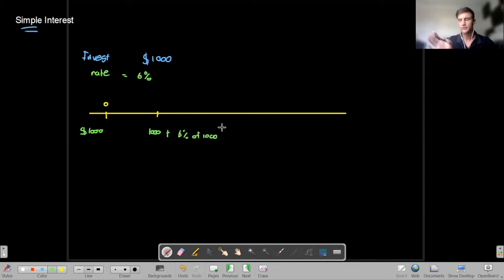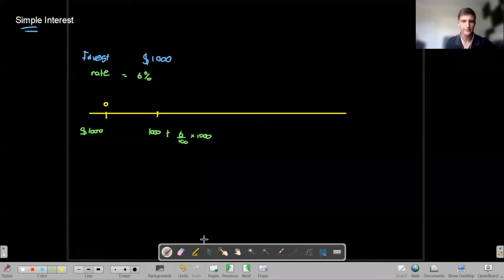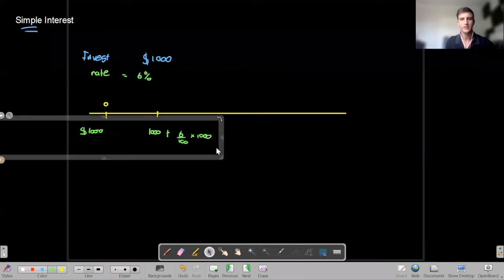You guys remember how to deal with a percentage of a certain amount. We can just say that this is 6/100 times whatever the amount is that I'm calculating the percentage of. So that's after 1 year.